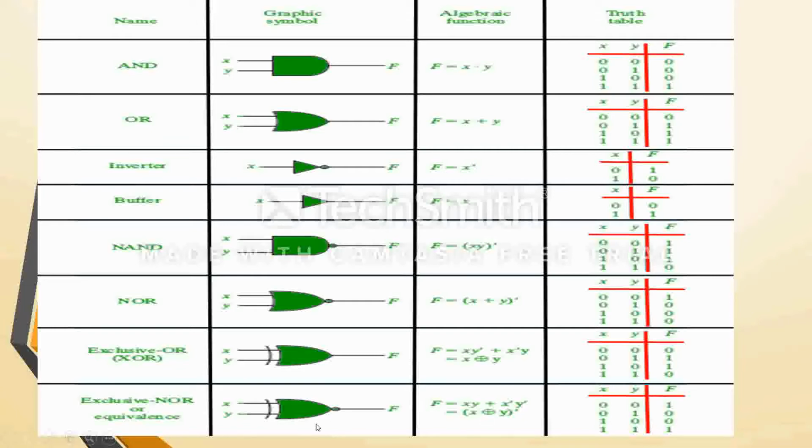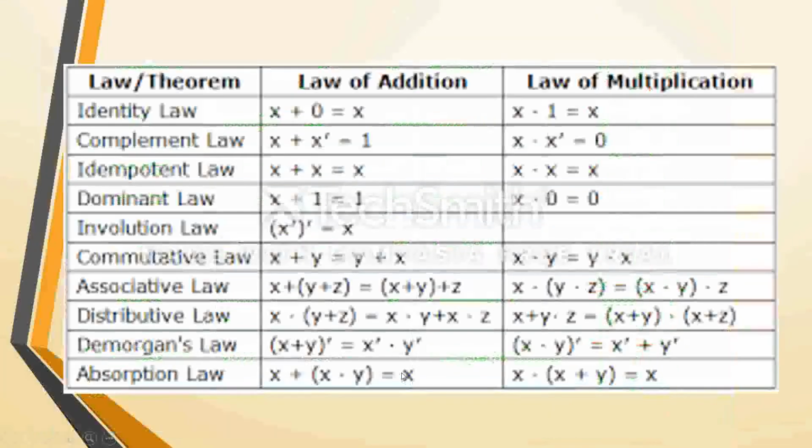Then how do we obtain this XNOR gate? The XNOR gate is obtained by adding an inverter to the XOR gate.